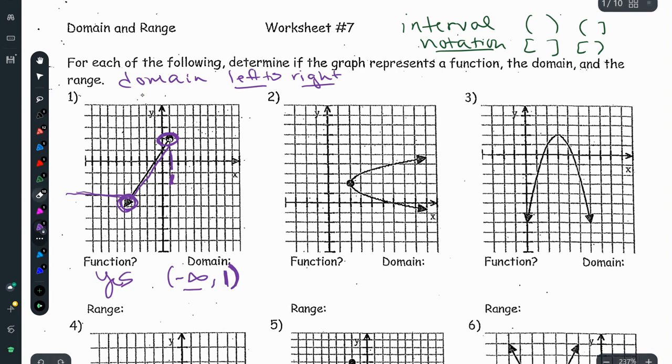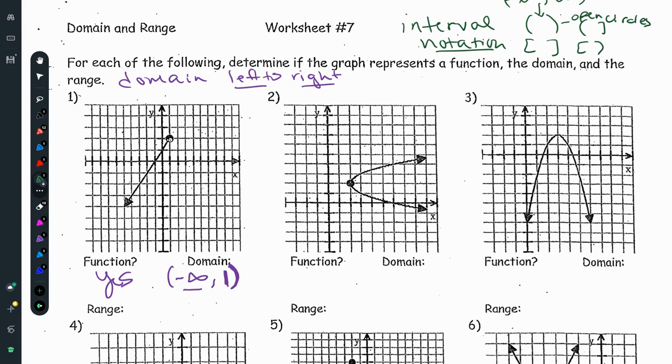So we have just identified the two things that get parentheses. Parentheses are always for infinity. So negative infinity or infinity, they always get parentheses. And then also open circles. So open circles also get parentheses because that means we get really, really close to the point of 1, but we don't actually equal it.